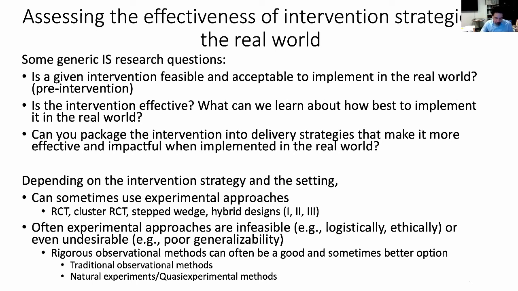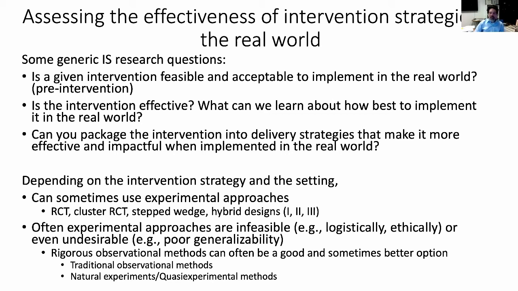So some generic implementation science research questions might include things like, is a given intervention feasible and acceptable to implement in the real world? Or is the intervention effective? And what can we learn about how best to implement that intervention in the real world? And then, can you package the intervention into delivery strategies or implementation strategies that make it more effective and impactful when implemented in real world settings?